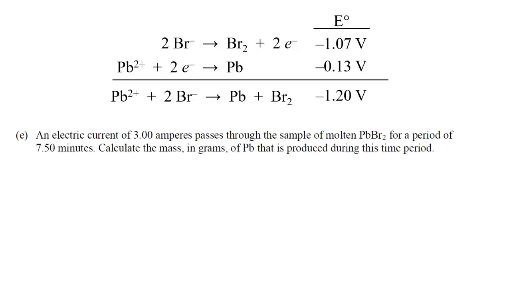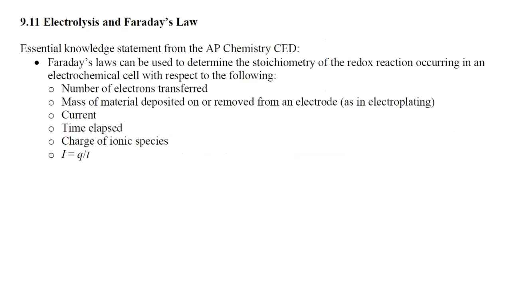So this question falls under topic 9.11, electrolysis and Faraday's law. Faraday's laws can be used to determine the stoichiometry of the redox reaction occurring in an electrochemical cell with respect to the following: number of electrons transferred, mass of material deposited, the current, the time elapsed, or the charge of ionic species. And you can see that that equation, capital I, is equal to lowercase q divided by lowercase t.